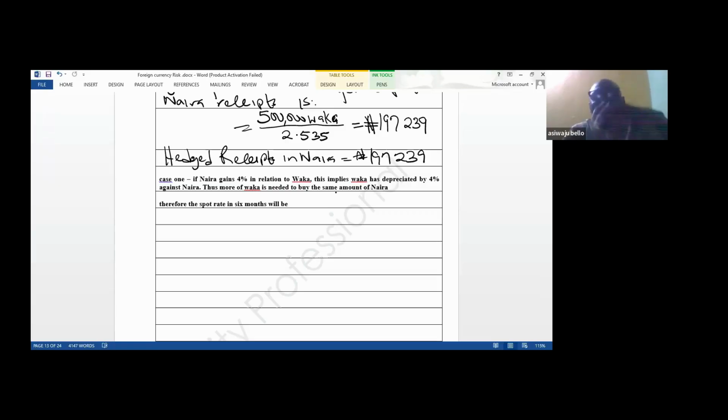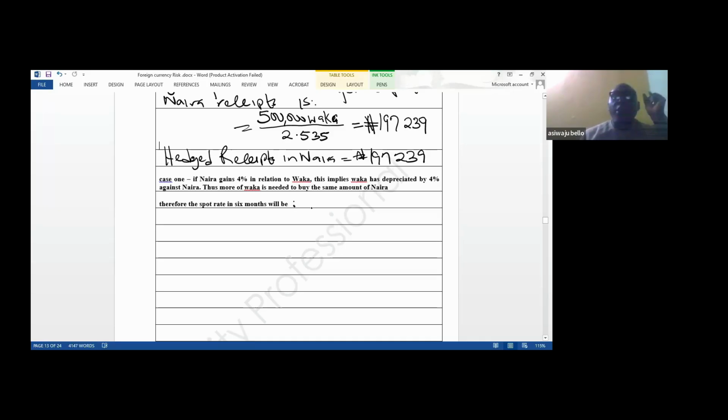Waka has depreciated against Naira. That means more of Waka is needed to buy the same amount of Naira. To work on this, Naira gains 4%. The implication is that Waka has depreciated by 4%. Therefore, we need to work out the spot rate in 6 months.